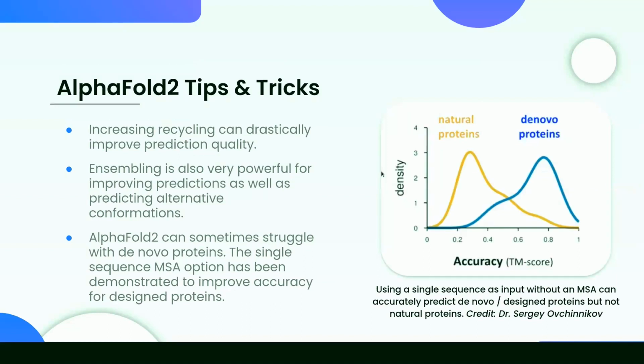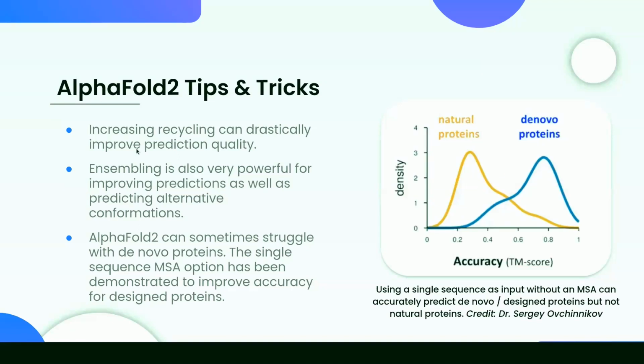Another noteworthy thing to mention is that increasing recycling drastically improves prediction quality in almost all cases that I've seen. By increasing the recycling steps in AlphaFold, you're bound to get a better structure or a better complex prediction. Essentially, recycling is AlphaFold taking its old guess, feeding it right back into the model, and using that to build off a better prediction. Although in reality, it's a little bit more complicated than that.